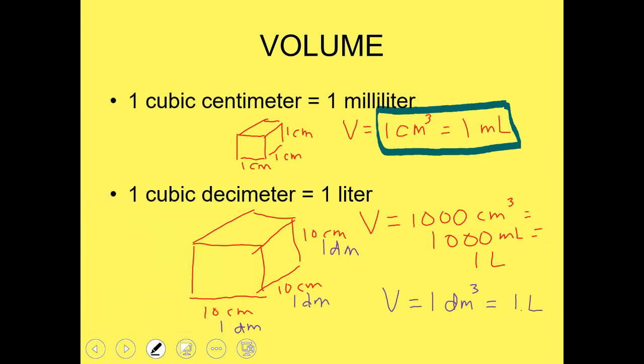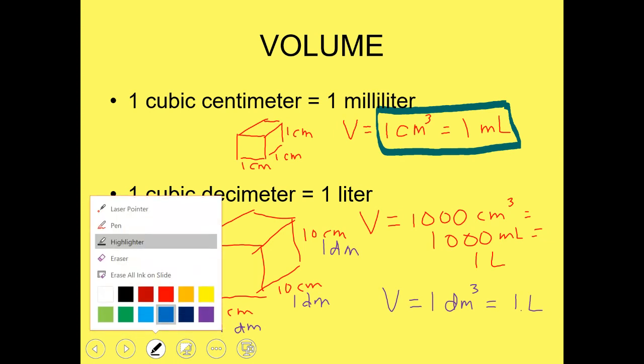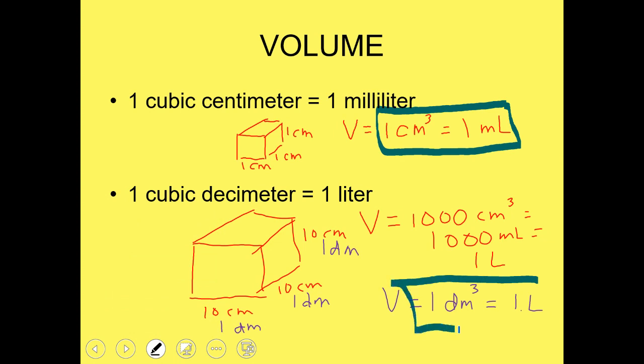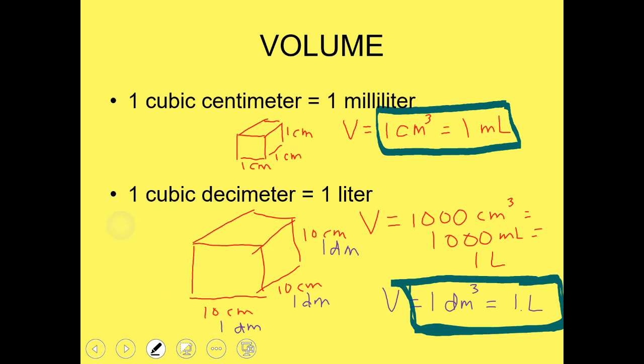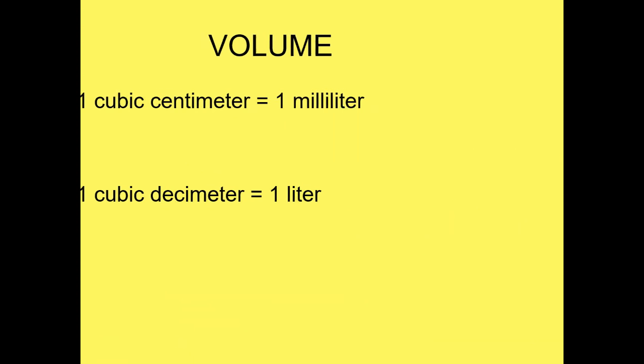So, looking again at what's something that we should memorize: this equality right here. It's nice for you to know that a decimeter cubed and a liter are interchangeable, that they are the same thing. Knowing those two things, that a centimeter cubed is a milliliter and a decimeter cubed is a liter, is sure to make your conversion life a lot easier this year in chemistry and beyond in science.